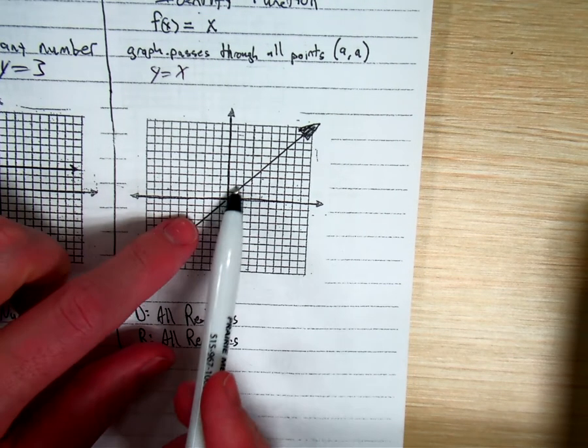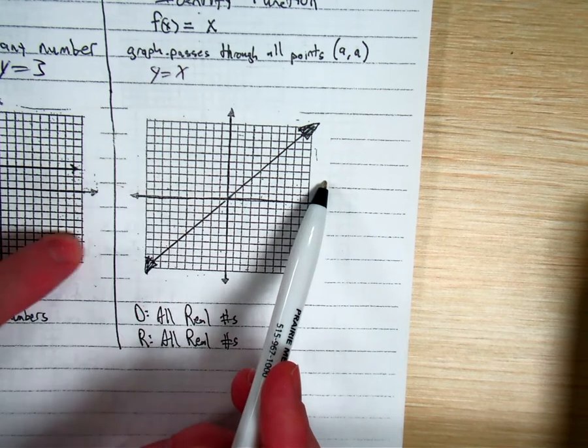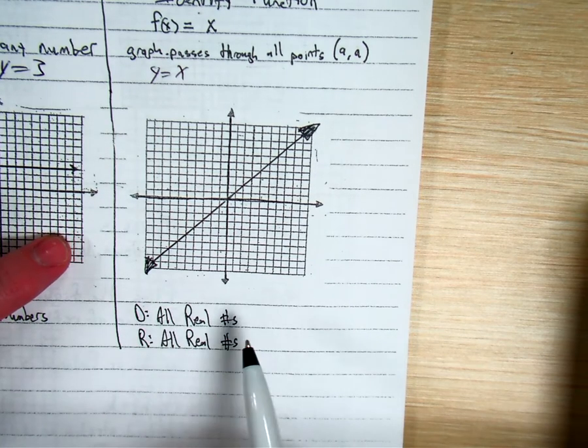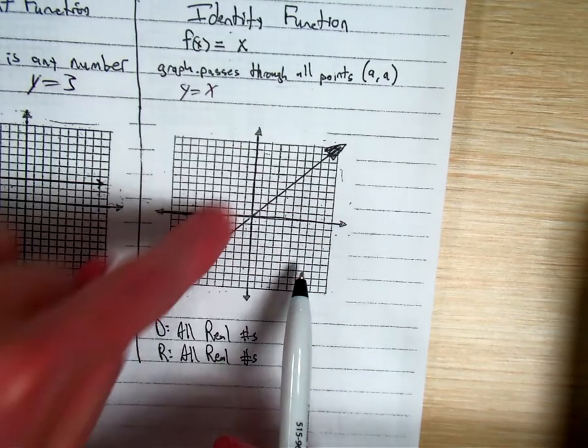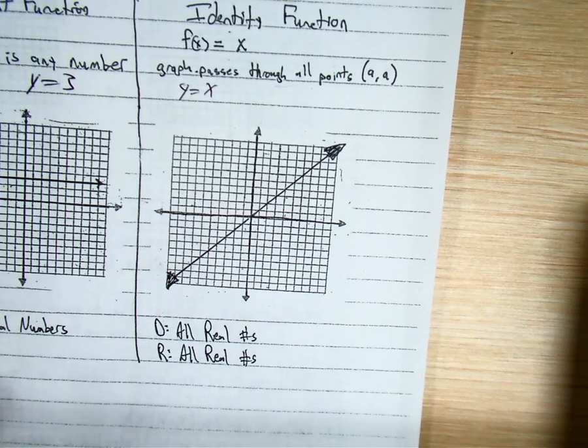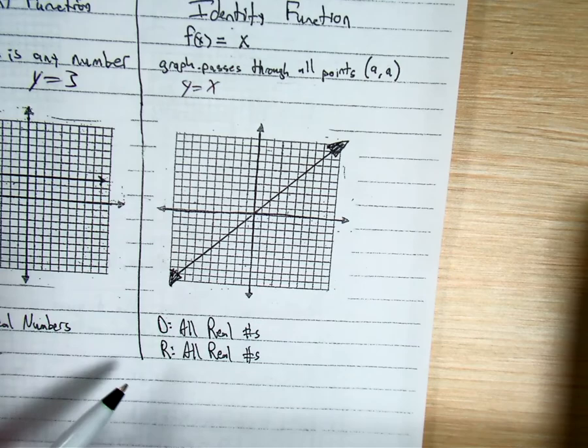Alright, domain, again, is all real numbers. It goes forever to the right and forever to the left. And range is all real numbers this time because we're not flat. We're going up and down. We go forever up and forever down. So all real numbers on the range on that one as well.